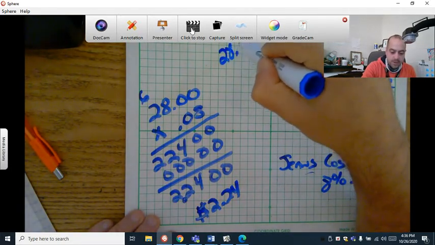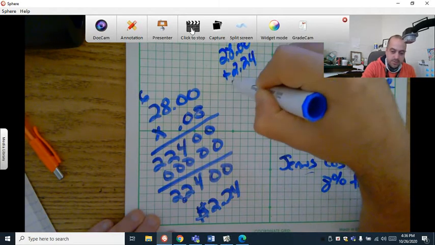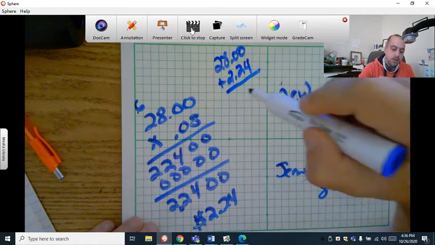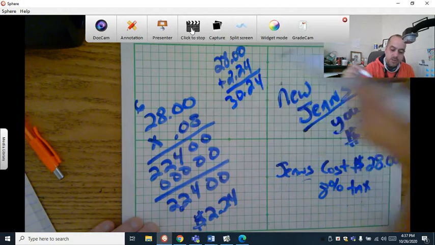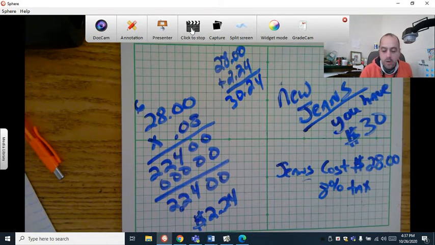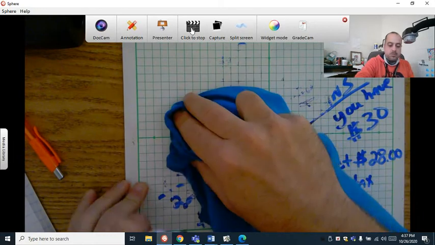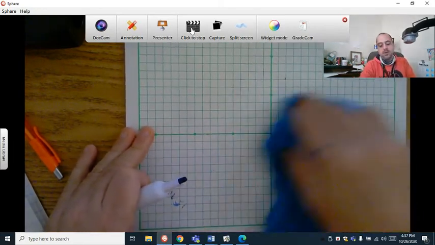If we do our $28 and we add our $2.24, look what we're left with. $30.24. You don't have enough money. Maybe you have a quarter in your pocket or something. Who knows? But in this case, you wouldn't have enough money because it's $30.24. Let's do one more problem.